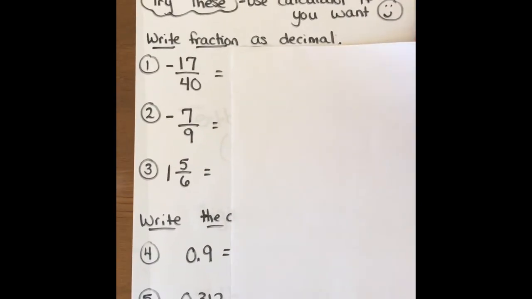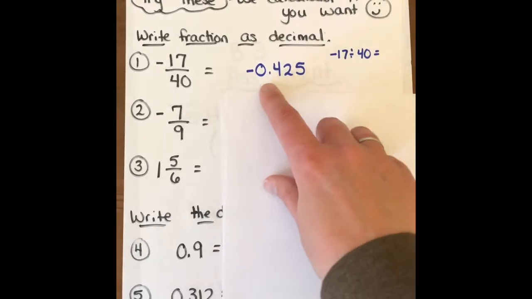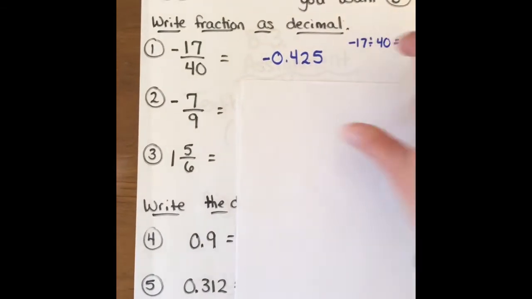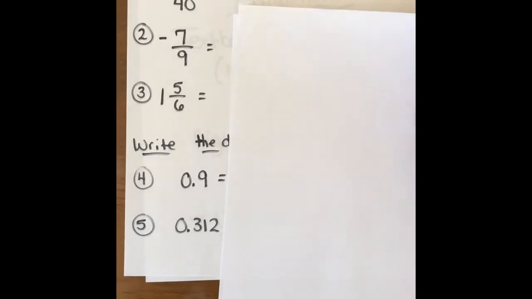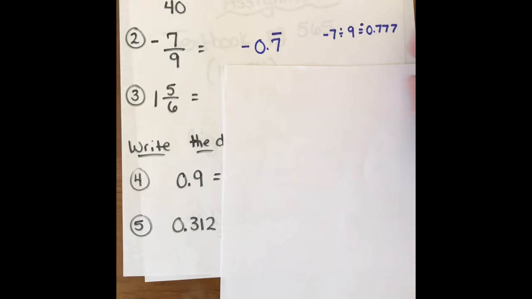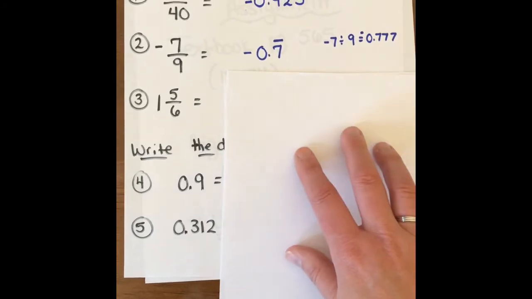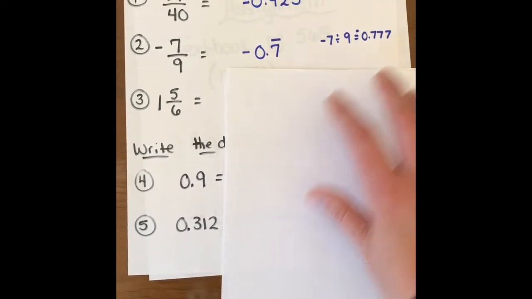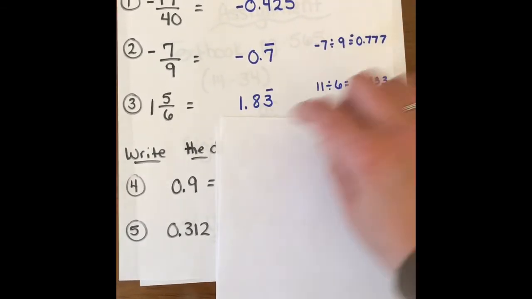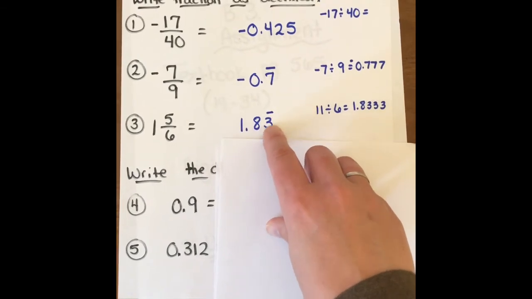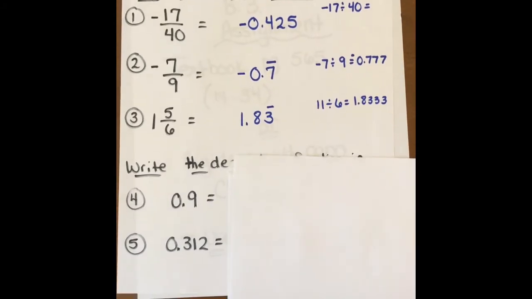So number one, negative 17/40ths. You would just do negative 17 divided by 40. You're going to get negative 0.425. Negative 7/9, you're going to divide negative 7 by 9. And you'll get negative 0.7, and the 7 is repeating. So if you got it on your calculator, it would look like that. 1 5/6 is going to be 1.83, and the 3 is repeating on this one. Hopefully you got those right. Let's go on to the next type.